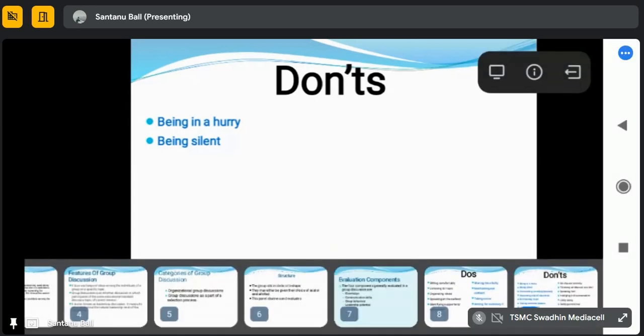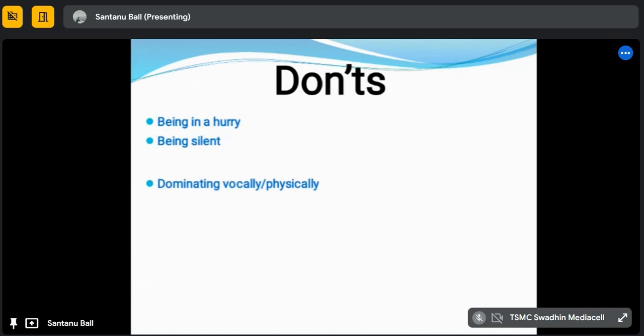Now, the next point I want to focus on is: don't dominate vocally or physically. Obviously, we can end up calling each other, and this gives a very bad impression. I hope my voice is very clear to all of you. So don't dominate vocally or physically. We can end up calling each other during a group discussion.